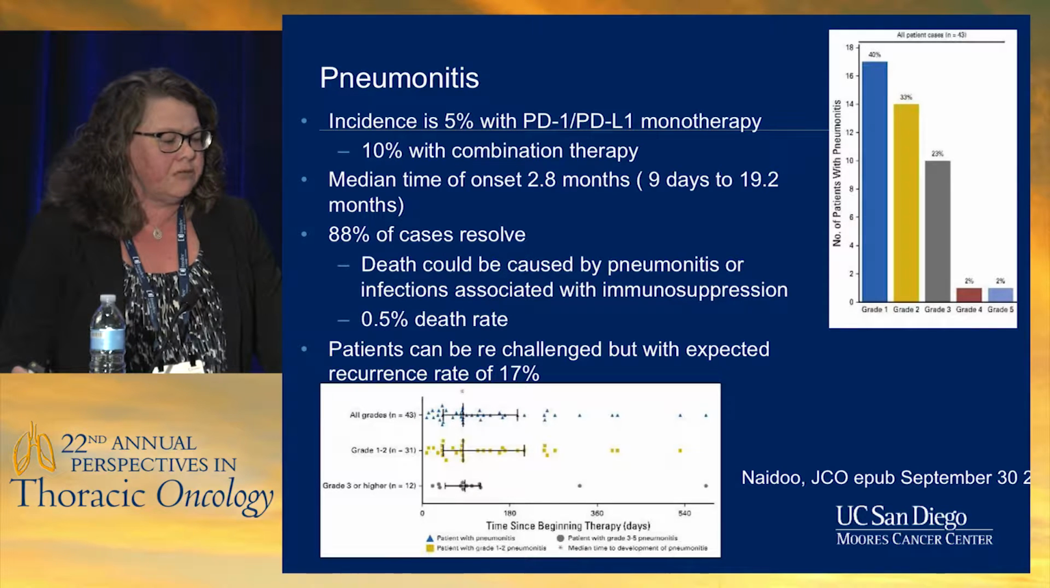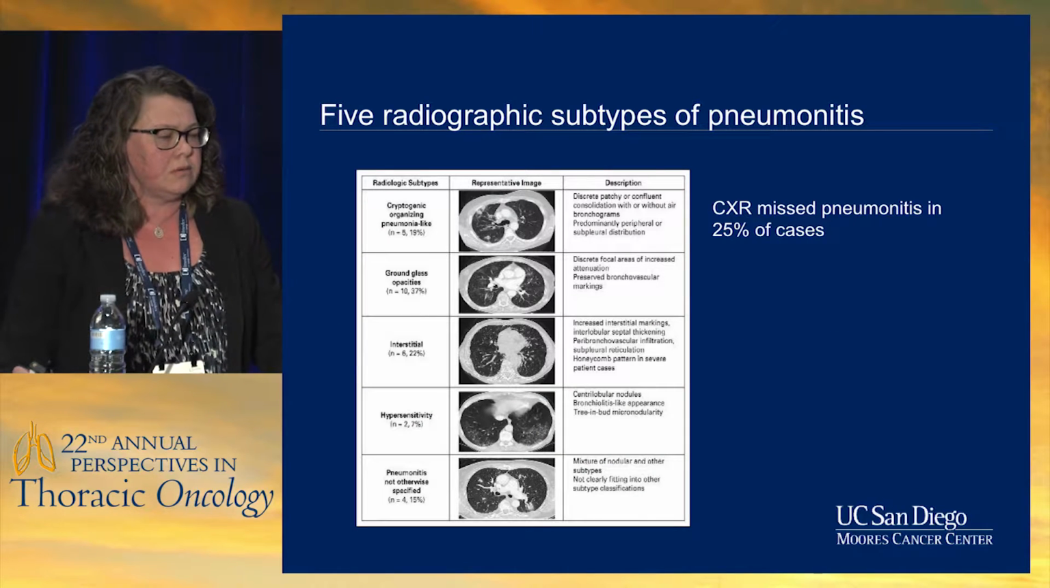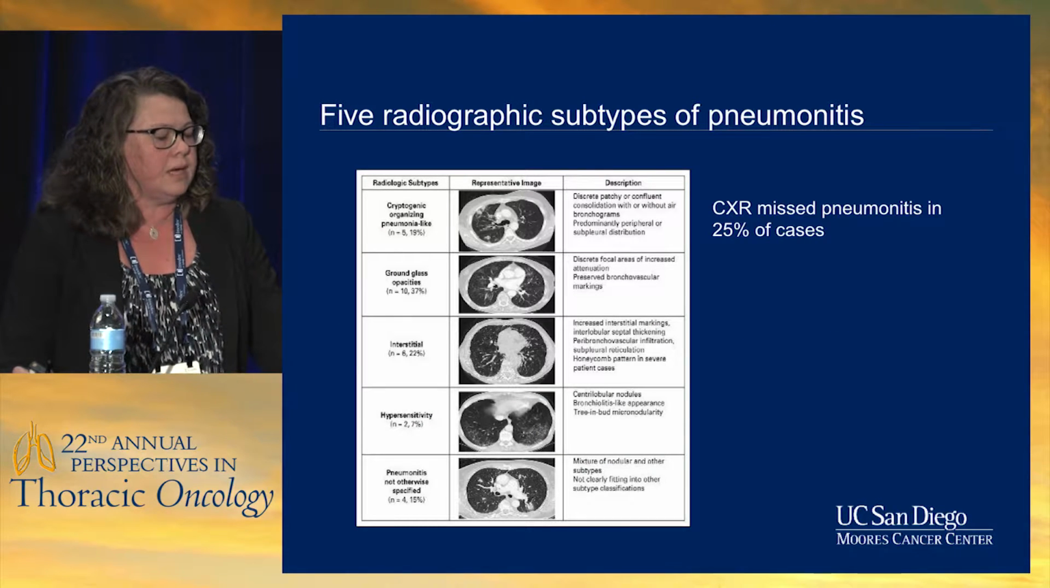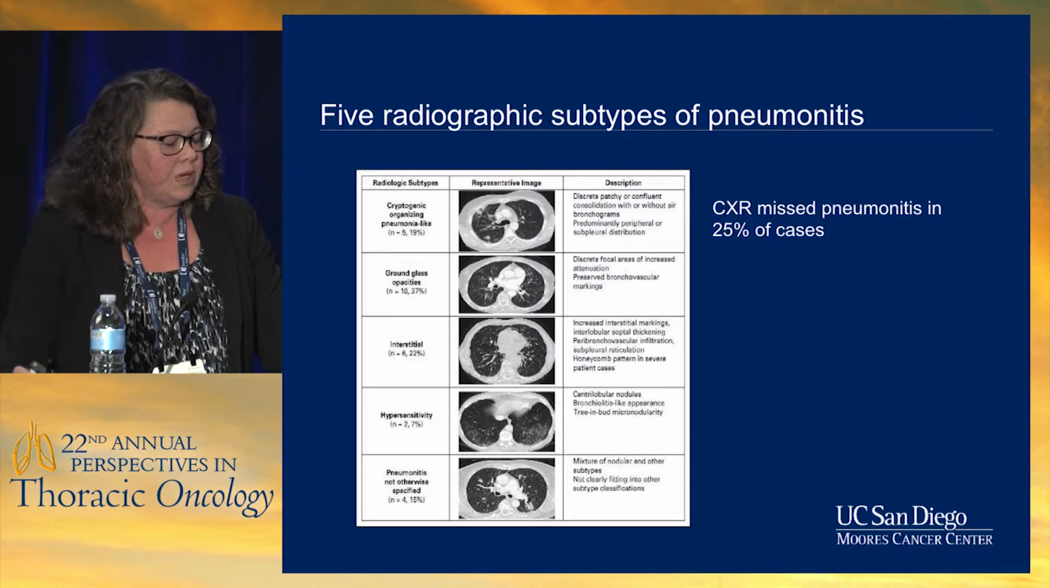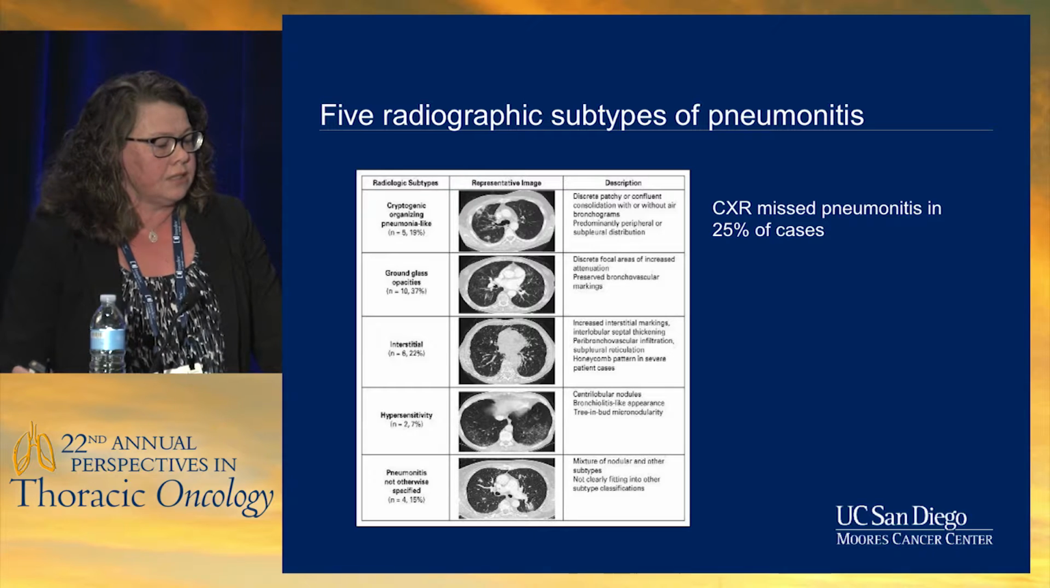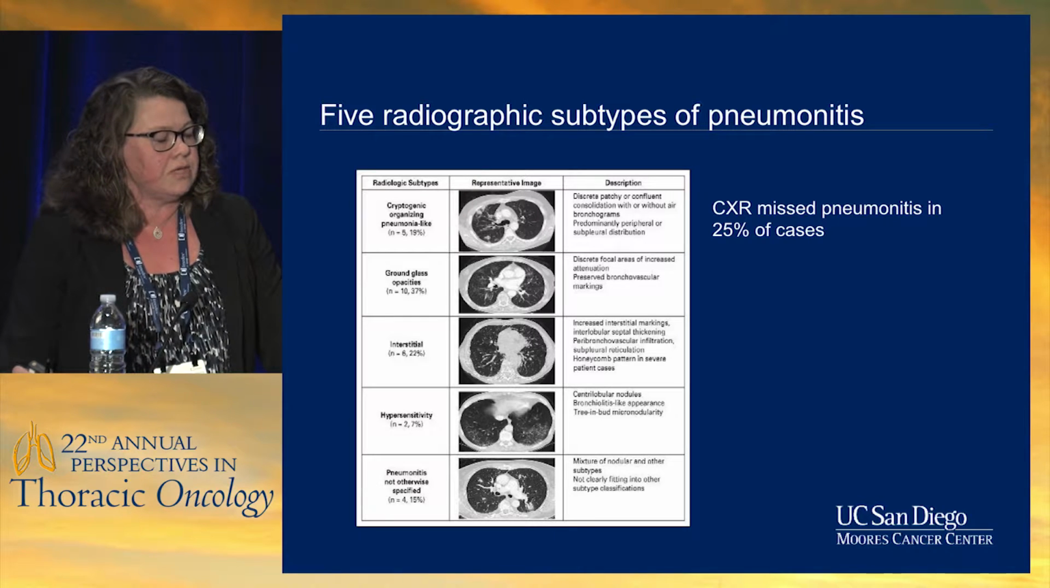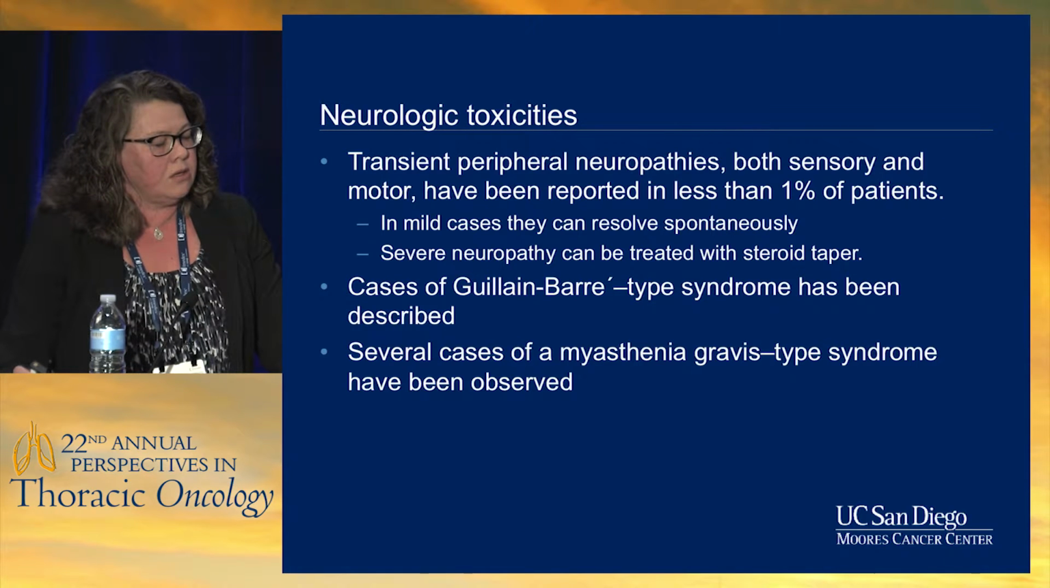Pneumonitis is not as frequent with PD-1 inhibitors. The one thing I want you to remember about pneumonitis is that chest x-ray will miss pneumonitis in about 25% of cases. So if you're thinking pneumonitis, a CT scan might be a better option. There are different types of pneumonitis. There is a very nice paper by Scott Gettinger going through the different radiographic appearances of pneumonitis that I'd like to refer you to.